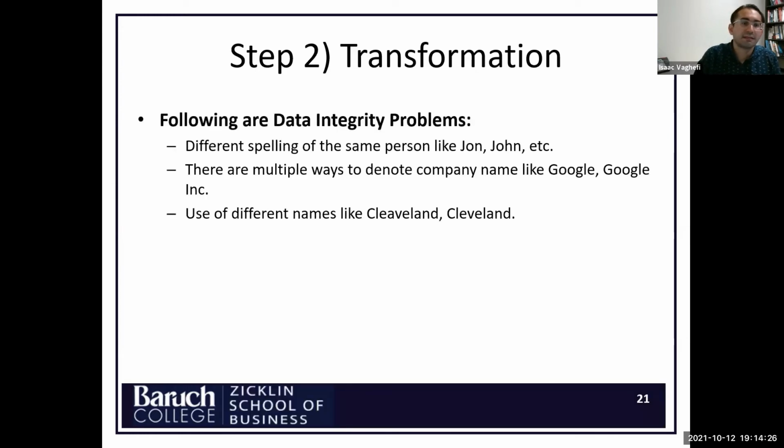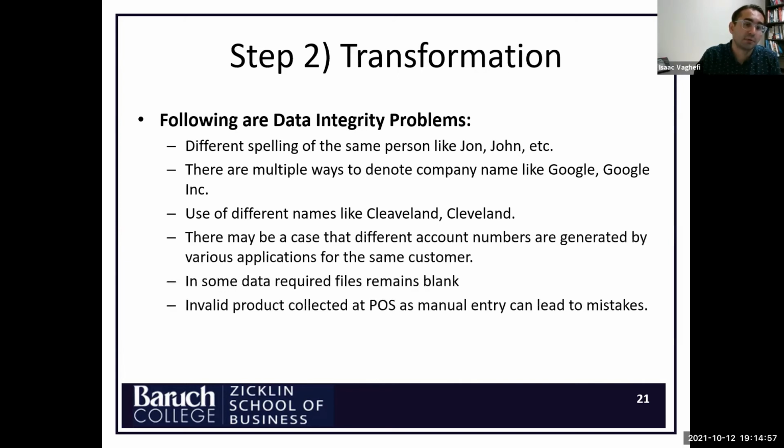But again, other examples, let's say we might have spelling errors in the first name, right? We have John, but the H is missing. Or we have multiple ways to write the name of a company, like Google Inc. It's the same company, maybe the same customer, but it's written differently. PepsiCo, Pepsi Company, same client, different name. Or there might be small errors, small typos, like Cleveland, right?